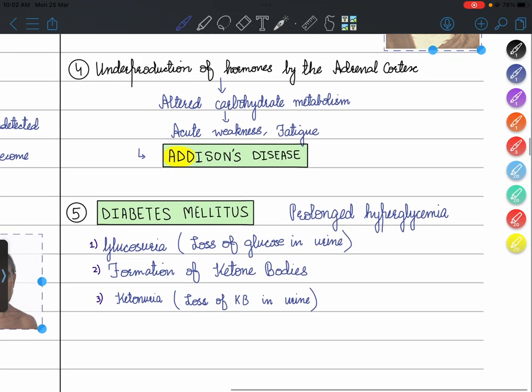Last, we have diabetes mellitus. It's basically a case of prolonged hyperglycemia, glucosuria, that is loss of glucose in urine, ketonuria, loss of ketone bodies in urine, and formation of ketone bodies is seen in diabetes mellitus.